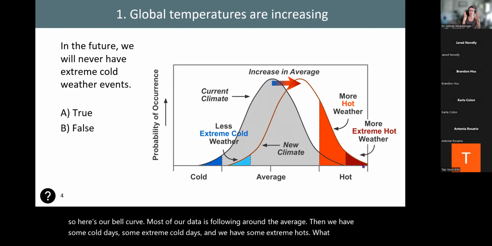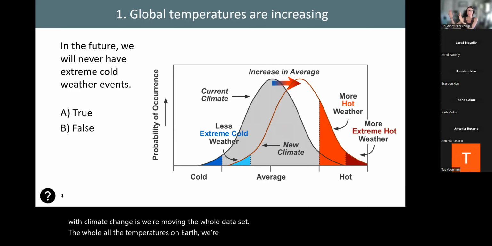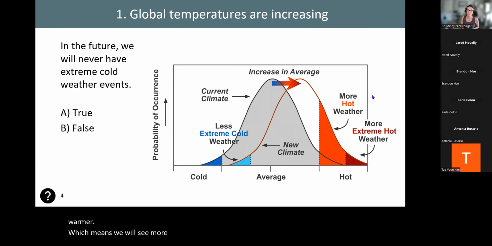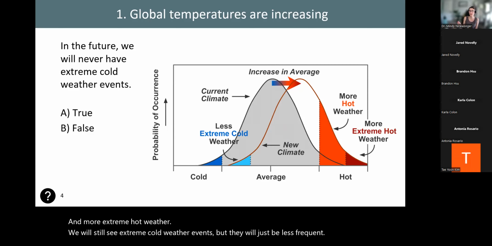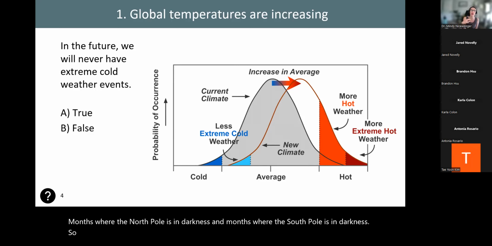What we're doing with climate change is we're moving the whole data set, all the temperatures on Earth, to the right. We're making them warmer, which means we will see more hot weather and more extreme hot weather. We will still see extreme cold weather events, but they will be less frequent, because there's still going to be cold on our planet. There are still going to be months where the North Pole is in darkness and months where the South Pole is in darkness, so there's still going to be that unequal heating of our planet.